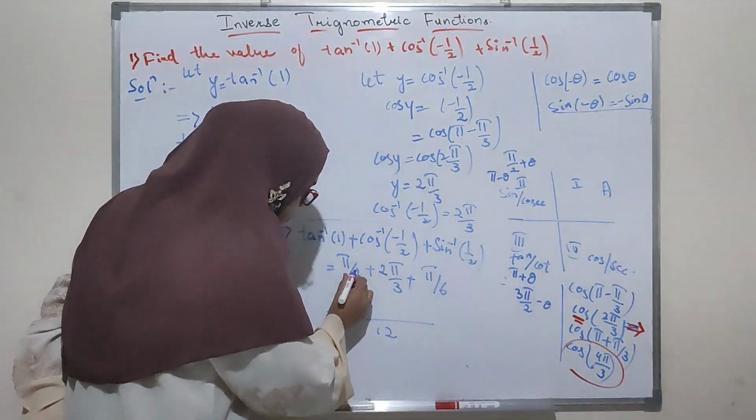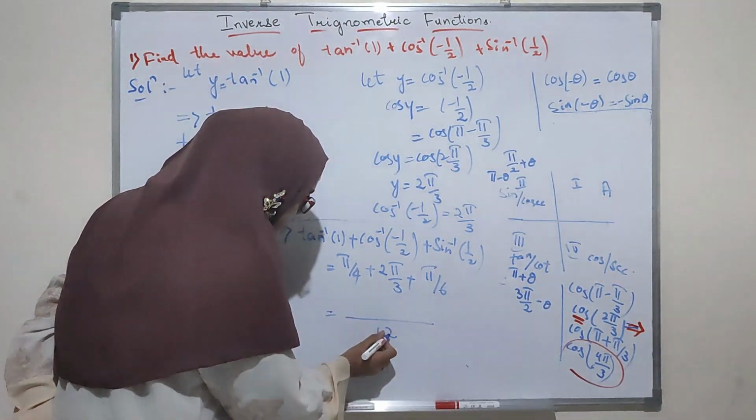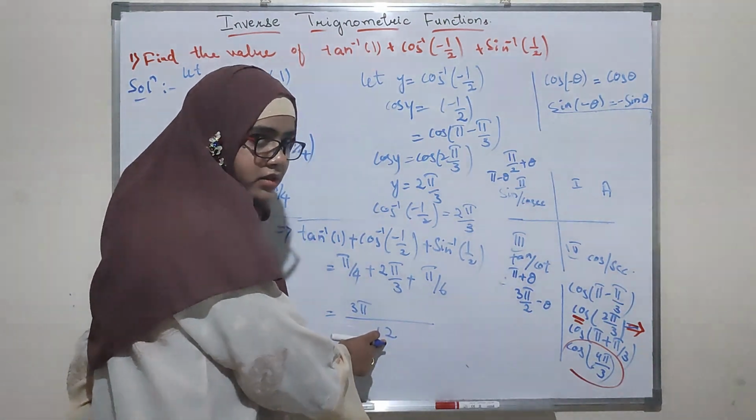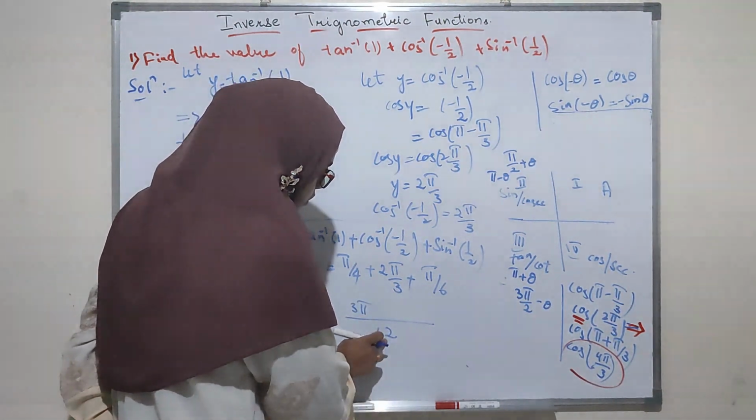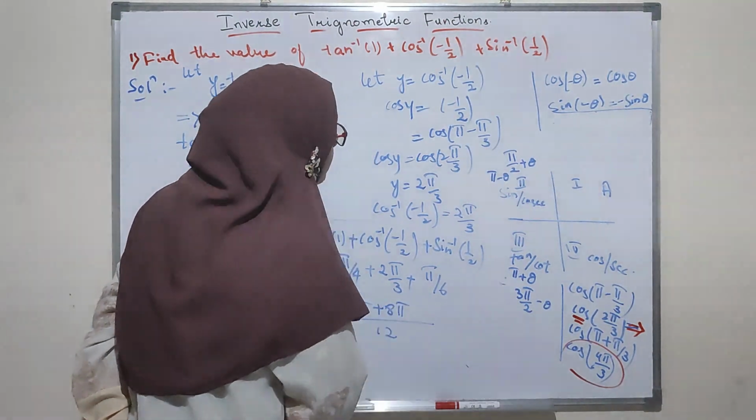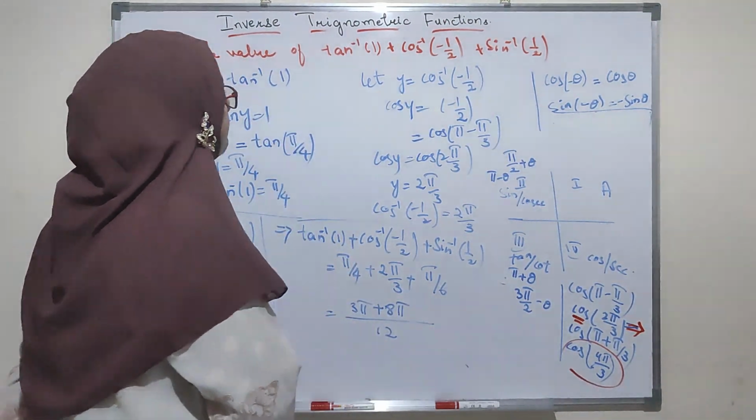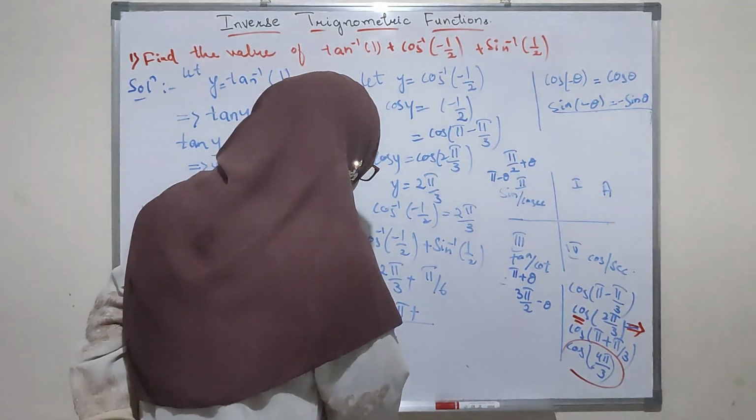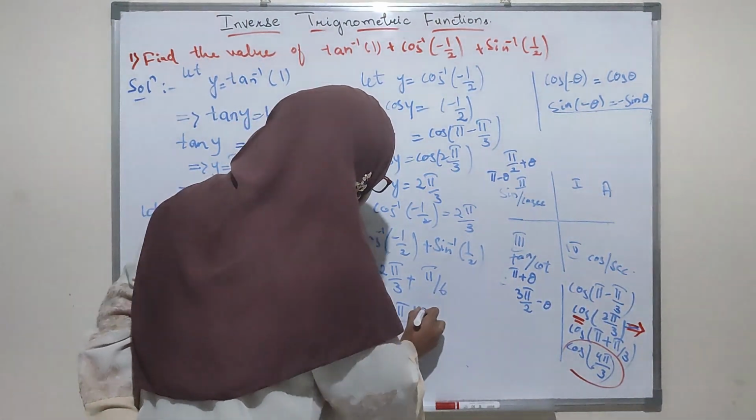Okay, so after taking LCM, 4 3s are 12, 3 4s are 12, 3 4s are 12, 2 4s are 8 plus 8 plus 6 2s are 12.